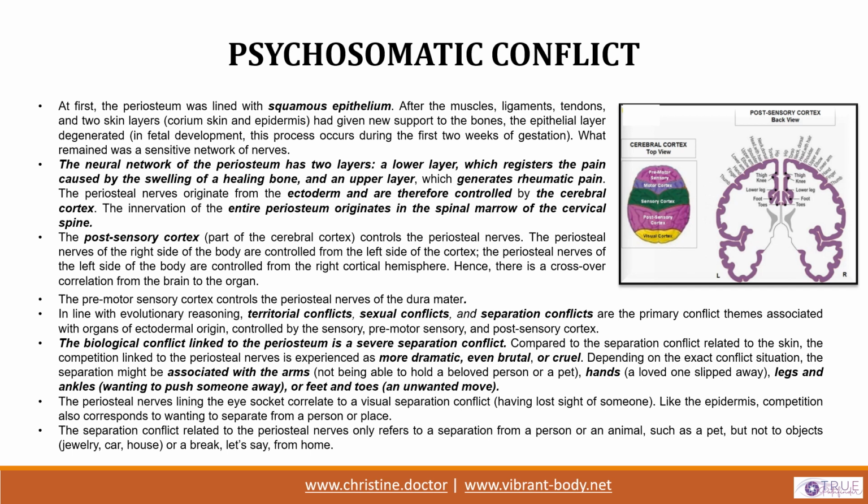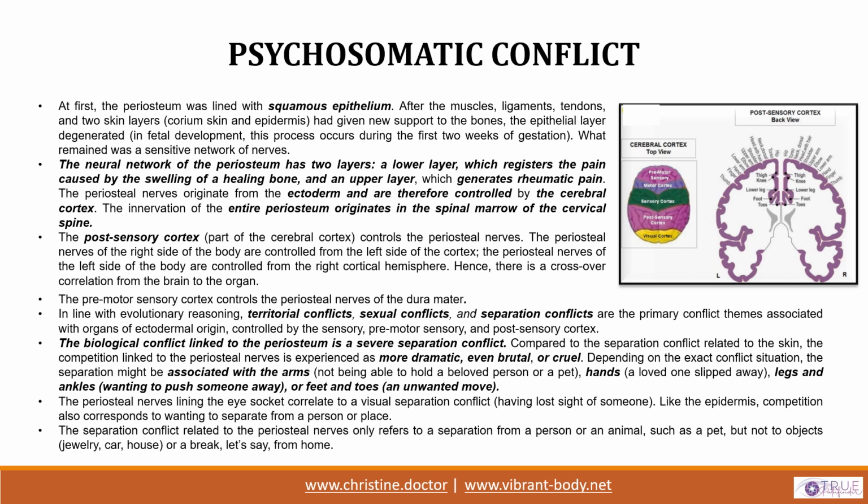Compared to the separation conflict related to the skin, the conflict linked to the periosteal nerves is experienced as more dramatic, even brutal or cruel. And depending on the exact conflict situation, the separation might be associated with the arms, so not being able to hold a beloved person or a pet, the hands, so when you have the feeling that a loved one is slipping away, the legs and ankles, when you want to push someone away, or the feet and toes, when you have an unwanted move.